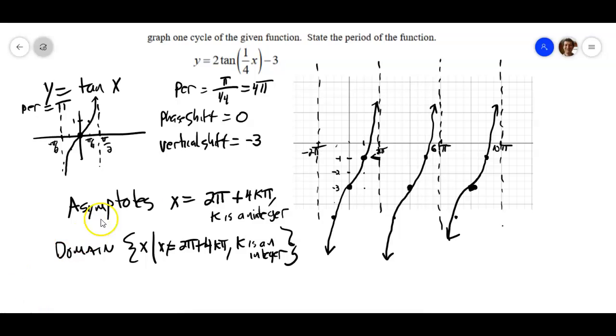And in general, find your first asymptote and then add the distance to the next asymptote times k. And you've generalized your formula for the asymptotes. These asymptotes are always vertical asymptotes. That's why they're always x equals. All right. This is a translated tangent function.